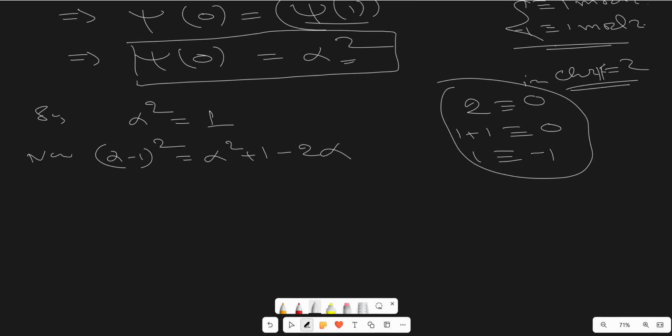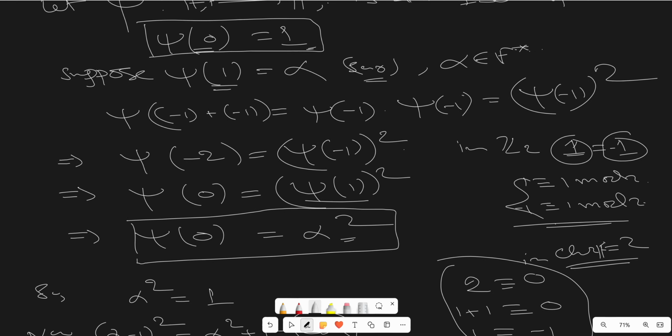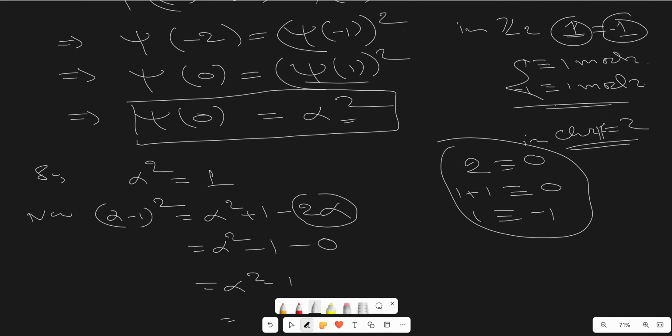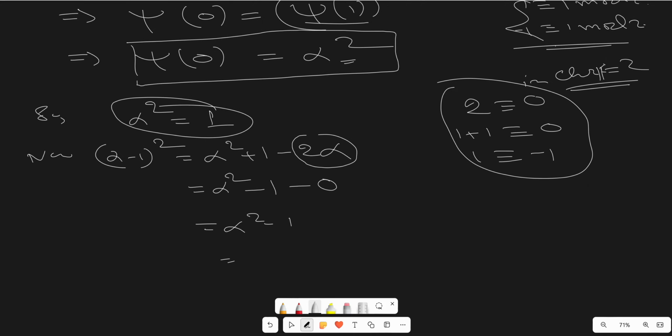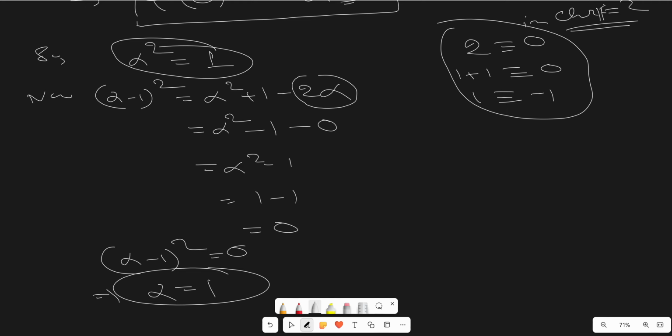So what you can do is, see here, this is alpha square -1, and this 2 alpha is going to be 0 since the characteristic of the field is 2. So this is alpha square -1. What is alpha square? Alpha square is equal to 1, this implies 1 minus 1 equals 0. So alpha minus 1 whole square is equal to 0. This implies that alpha equals 1. Am I clear?